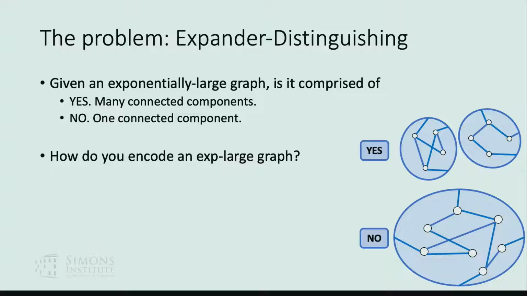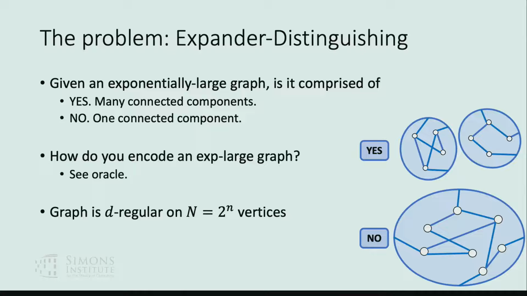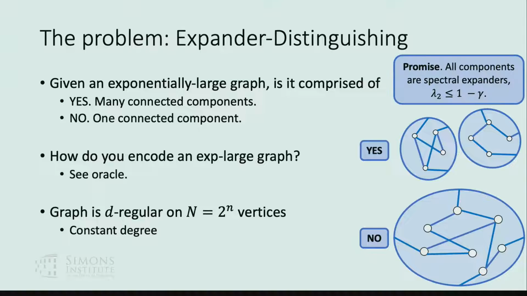So many of you are going to ask, how do you encode an exponentially large graph? You're going to see at the oracle slide. What else do you know about this graph? You know that in both instances, again, exponentially large, they're going to be regular. And the degree is going to be constant. So a sparse graph, random looking, and also all of the components are going to be spectral expanders. So in the no case, it's going to be an expander. In the yes case, even though it's disconnected, this is an expander, this is an expander. I should also say it doesn't have to be only two components. It can be 2, 3, up to 100.